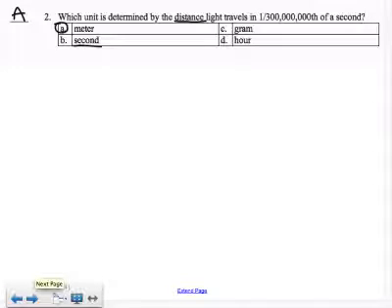All of these others: second is for time, gram is for mass, hour is also for time, and that's not an SI unit. So you could eliminate those as well.